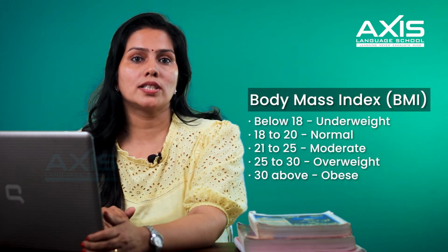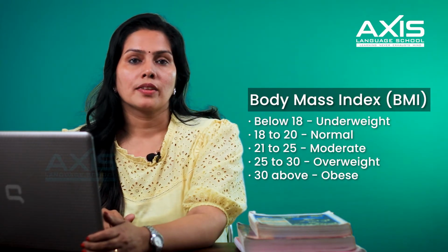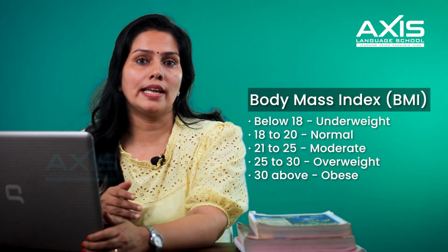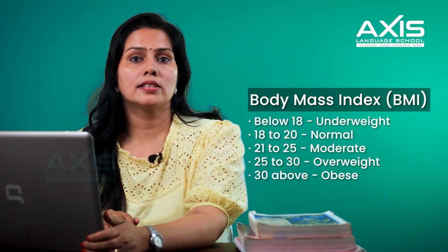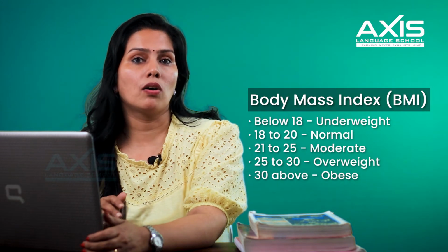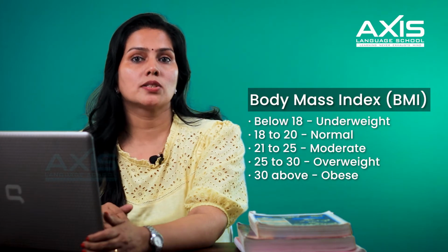Okay, and next is body mass index, BMI. The values of body mass index: if a person's body mass index is less than 18, he or she is underweight. Between 18 to 20 is normal weight, and 21 to 25 comes moderate. 25 to 30 is overweight, and more than 30 is obese. These are the classifications of BMI.